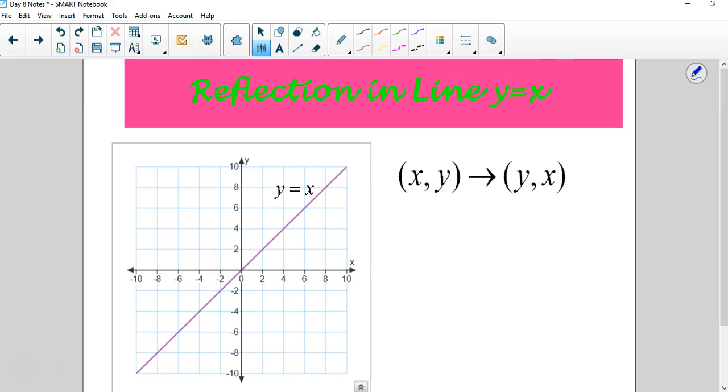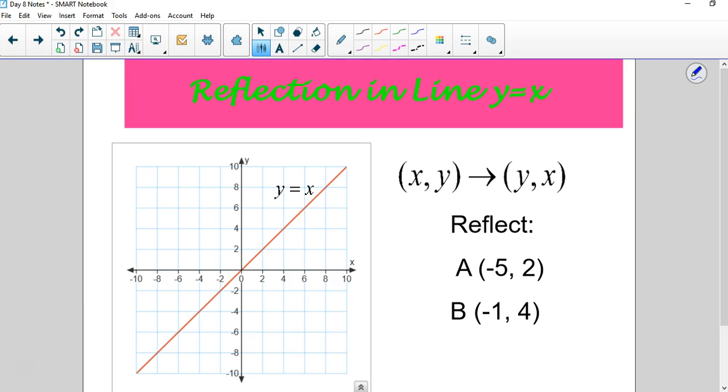And then reflection over y equals x. This is a funky looking one. This is a really weird fold. So what happens is basically all the x's switch places with the y's. That's it. So X becomes Y, Y becomes X. It's kind of like an upside down world.